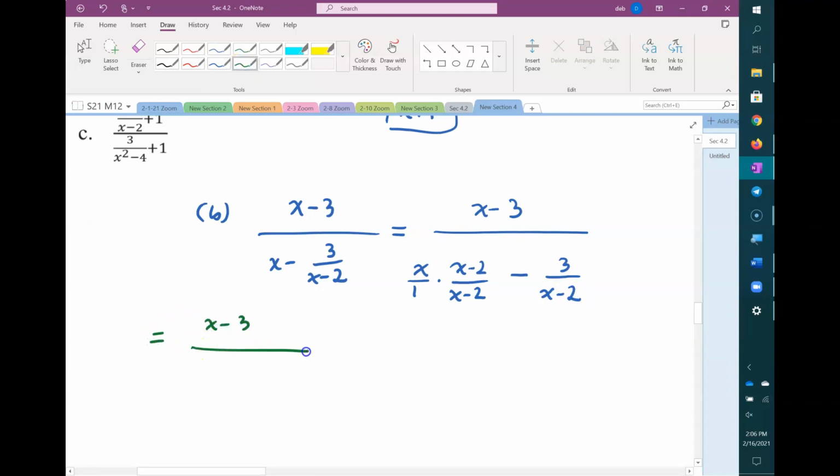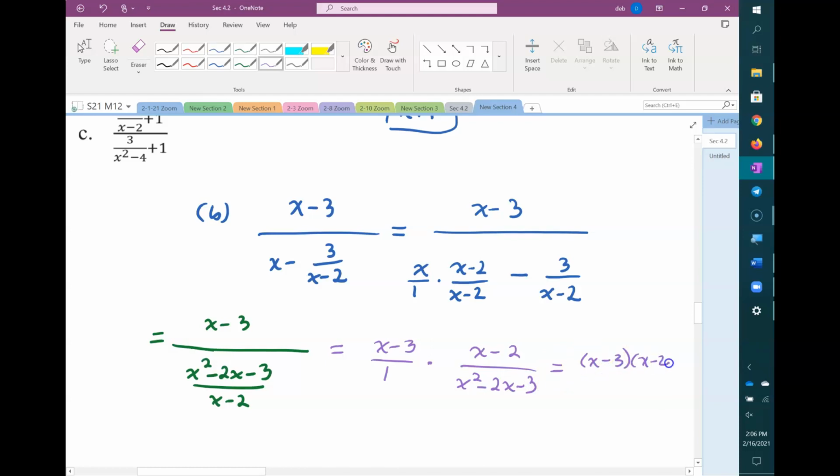So I have x minus 3 over x squared minus 2x minus 3 over x minus 2. And then the way I carry out that division is multiply by the denominator's reciprocal. Okay, so you see we get to the same exact math where we need to factor the denominator and cancel the matching factors because they're equal to 1 and get the same answer.